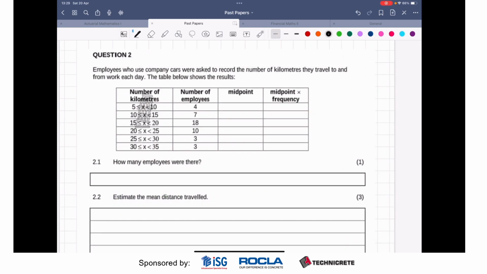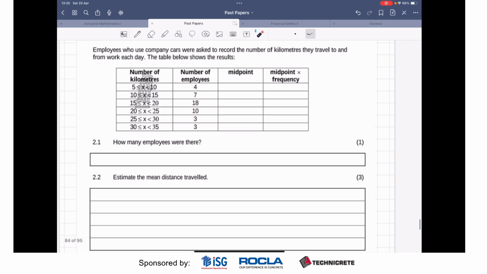So question 2, employees who use company cars were asked to record the number of kilometers they travel to and from work each day. The table shows the results. So this table says that there were 4 employees who traveled between 5 and 10 kilometers. There were 7 employees who traveled between 10 and 15 kilometers, and so on. So first we want to know how many employees there were. That's just the sum of this column here, because this is telling us the amount of employees who traveled in each of these distance ranges. So we get our total employees by adding up these people, and we get that to be 45.